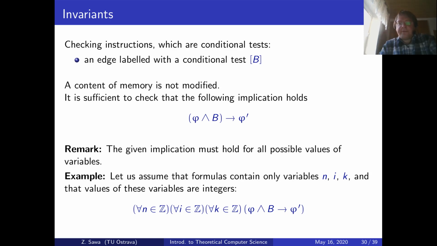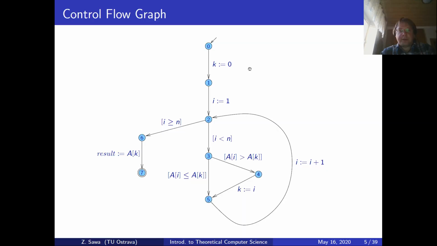So let's consider at first the case which is slightly simpler, which is the case of those edges which are labeled with some test of a condition. An edge like this, or like this, or like this. It's simpler because the content of the memory is not changed by this transition. They only evaluate a condition and check that it is true. As an example, consider this transition from state 2 to state 3, where there is a test that i is less than n.